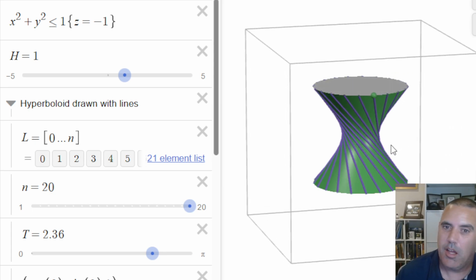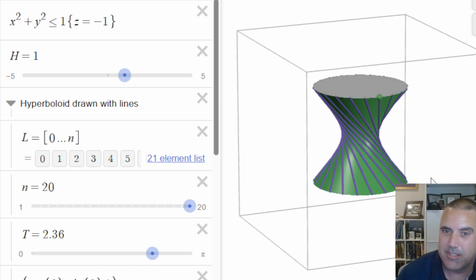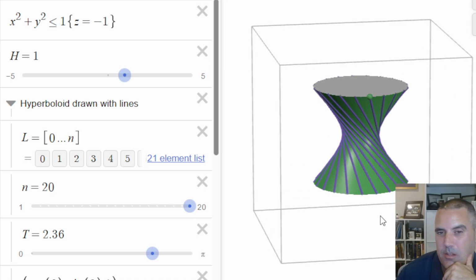This idea of lines on a surface is actually a big idea in math. If you go to cubics, you cannot have an infinite number of lines. You have one of a few possibilities. The most you can have is 27. This can have an infinite number of lines on it.